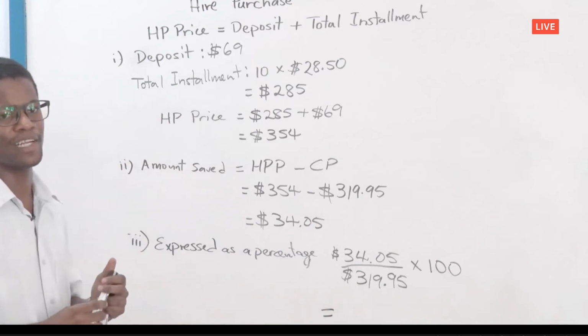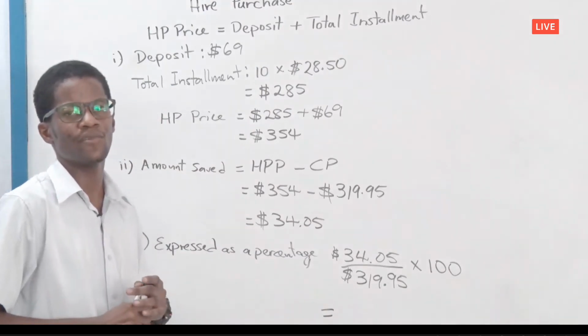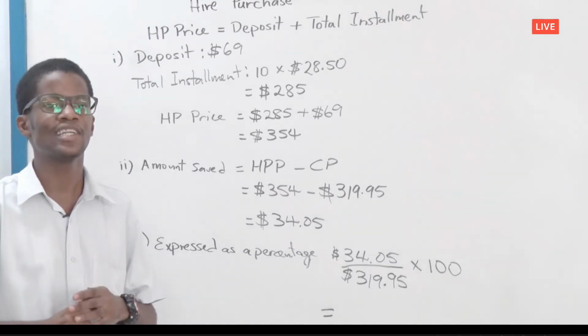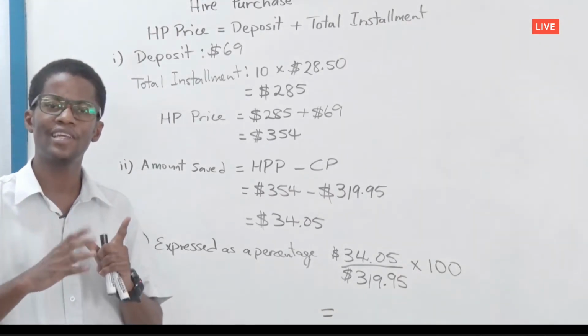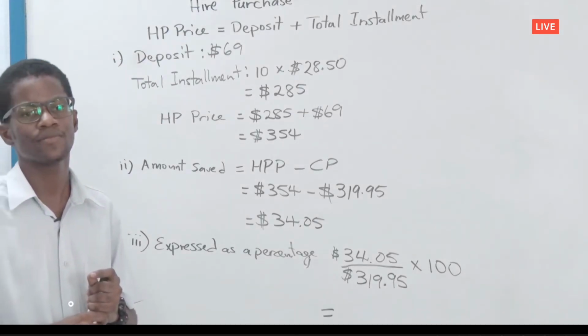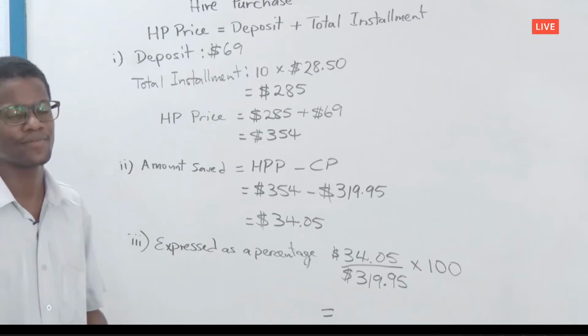So on your calculator, you're going to put that in, 34.05 divided by $319.95, and then when you divide it, you multiply it by 100. And what do you get? Let us see if you can get this.